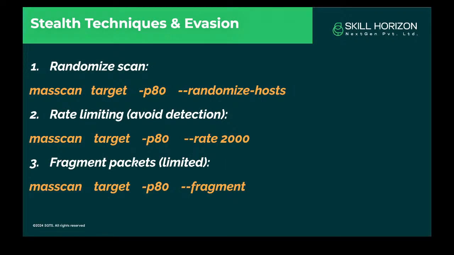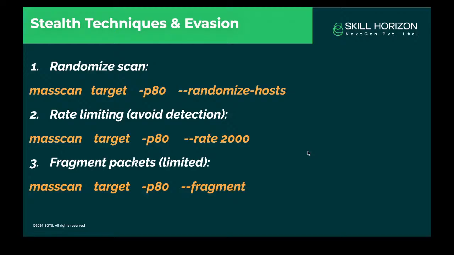Now, some techniques for evasion or filter bypasses. The very first is randomize scan. If you use the option hyphen hyphen randomize hyphen hosts, it will use random hosts, right? Sometimes your filters, your firewalls, your IDS or IPS may not particularly detect it, the scan is happening and you will get your result. So hyphen hyphen randomize hosts is an important technique for evasion or filter bypass.